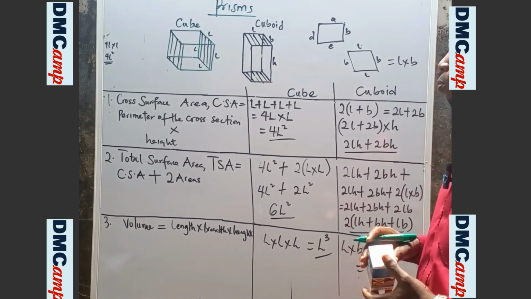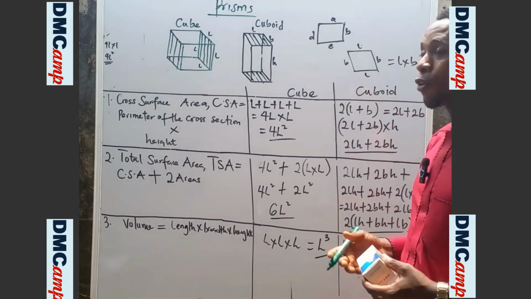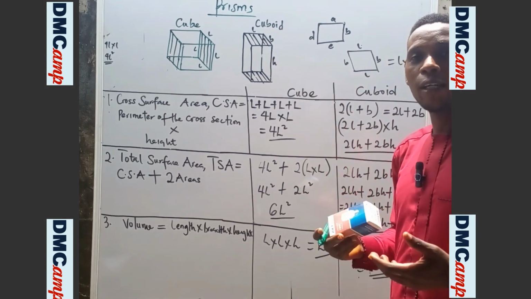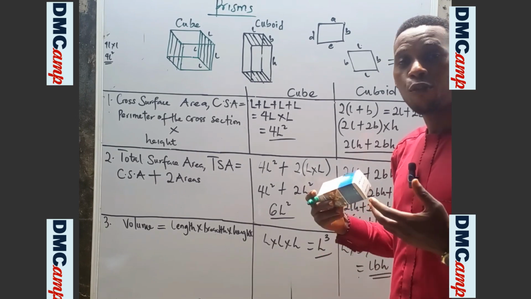I believe you've learned something today from the prism, how to get the cross surface area, total surface area, and the volume.